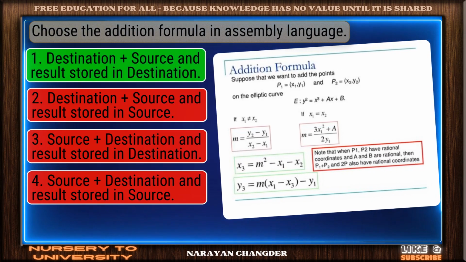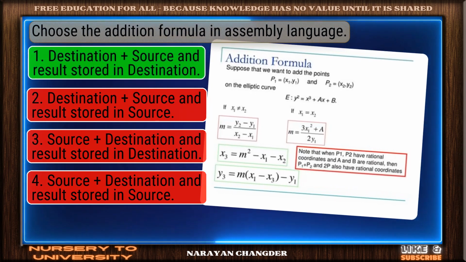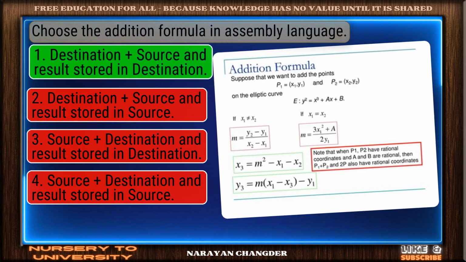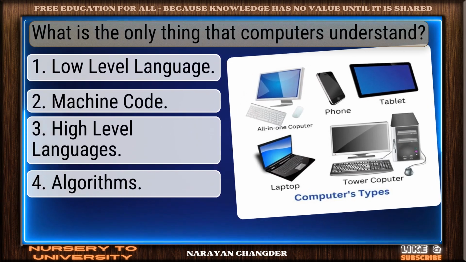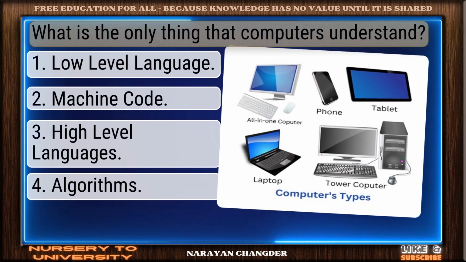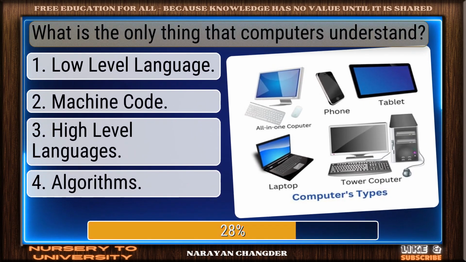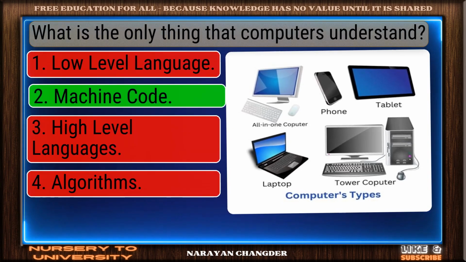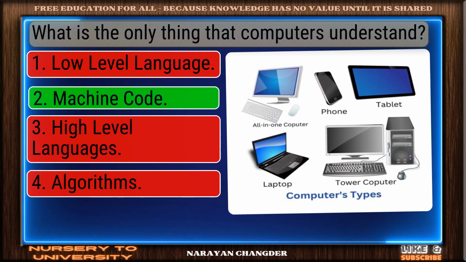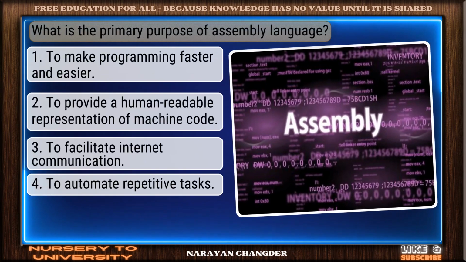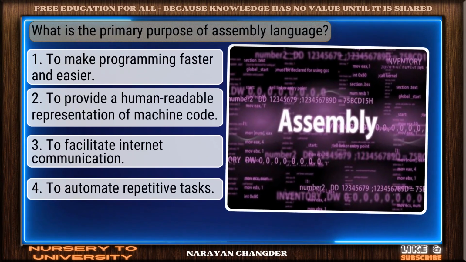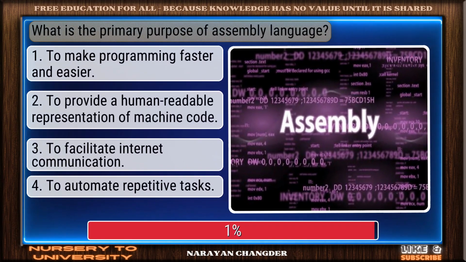Valid point. Destination plus source and result stored in destination is true. Question number 53. What is the only thing that computers understand? Bravo! Machine code is the answer. Question number 54. What is the primary purpose of assembly language?